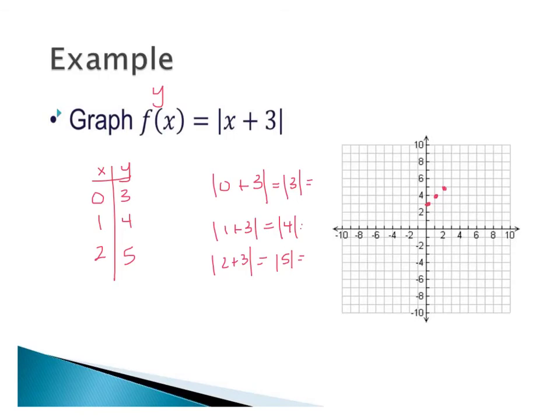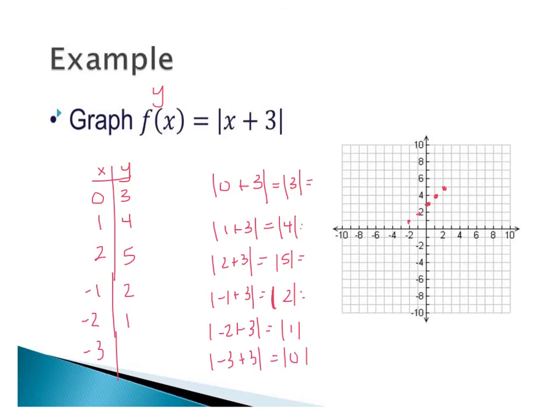So what if we do negative 1? Negative 1 plus 3 is 2. Absolute value of 2 is 2. And by the way, you don't have to go in order, but we're going to keep going. Negative 2. So that's going to be 1. So I still get 1. And I know it looks like we got a line, but hold on. Give me one more moment. Negative 3. Well, that's going to give us 0. Absolute value of 0 is 0.